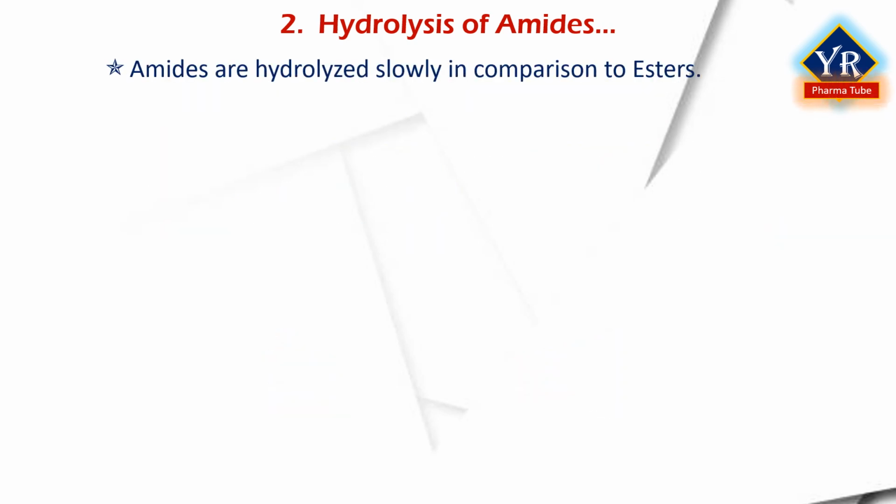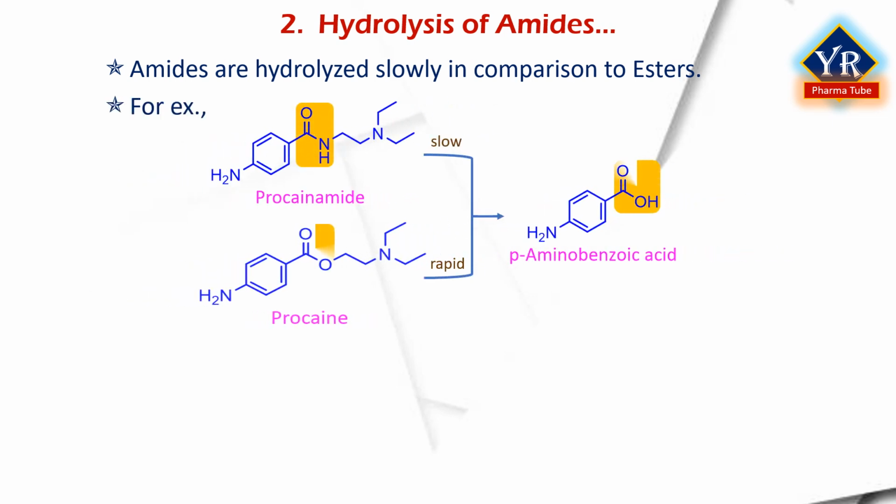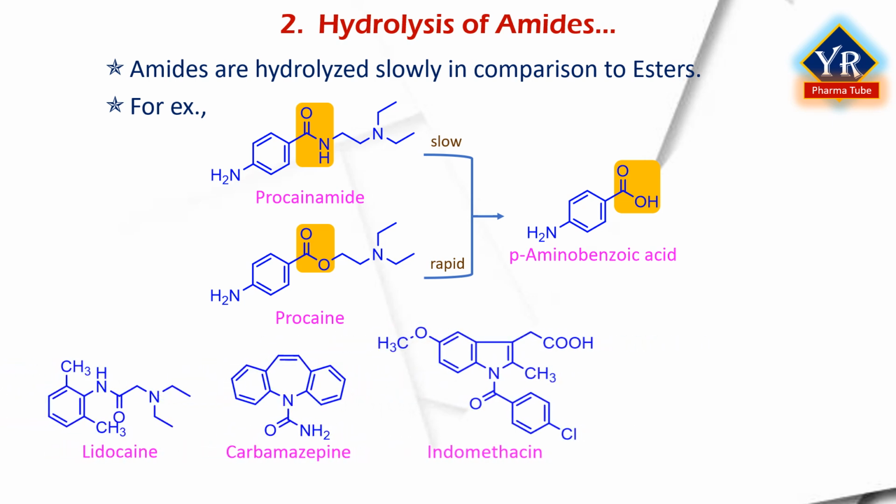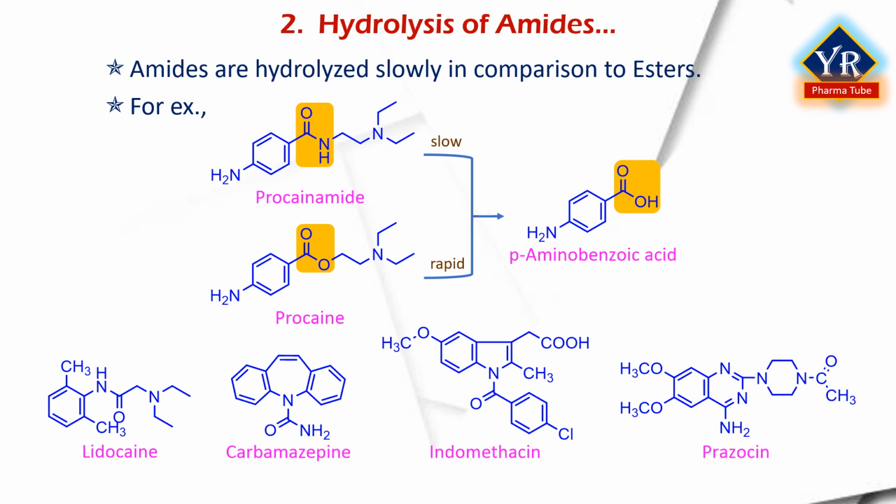As discussed above, amides are hydrolyzed slowly in comparison to esters. Consequently, hydrolysis of the amide bond of procainamide is relatively slow compared with hydrolysis of the ester linkage in procaine. Drugs in which amide cleavage has been reported to occur include lidocaine, carbamazepine, indomethacin, and prazosin. Amide linkages present in barbiturates, for example hexobarbital, as well as in hydantoins, for example 5-phenylhydantoin, and succinimides like fensuximide are also susceptible to hydrolysis.